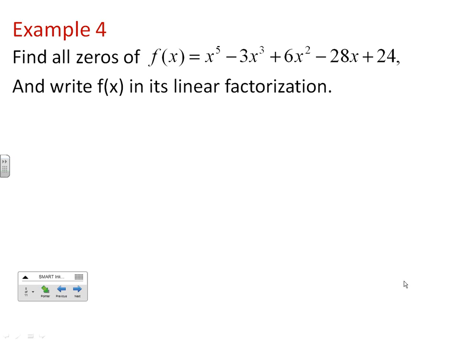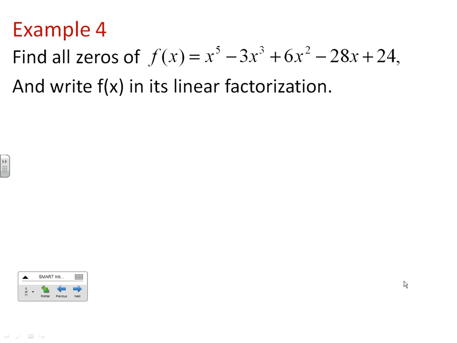All right, starting up with example 4 now. We want to find all the zeros of f of x equals x to the fifth minus 3x cubed plus 6x squared minus 28x plus 24 and write f of x in its linear factorization.